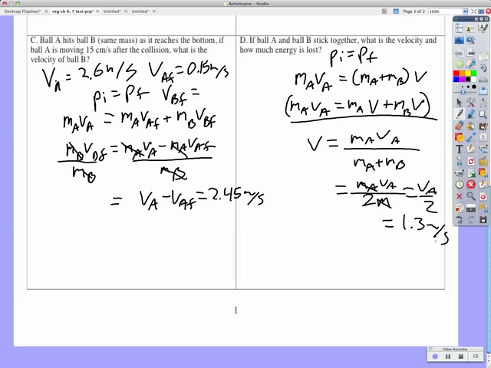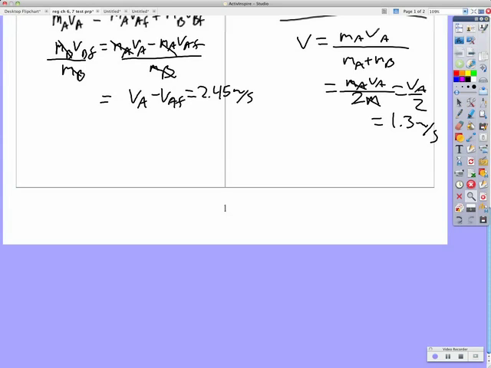Now I have to find delta KE. How do you find delta anything? Final minus initial. So I'm going to do KE final minus KE initial. Now, what is true about the final? They're stuck together. Remember? The two balls stuck together. So here, I'm going to put 1/2, and then I'm going to say 2M.